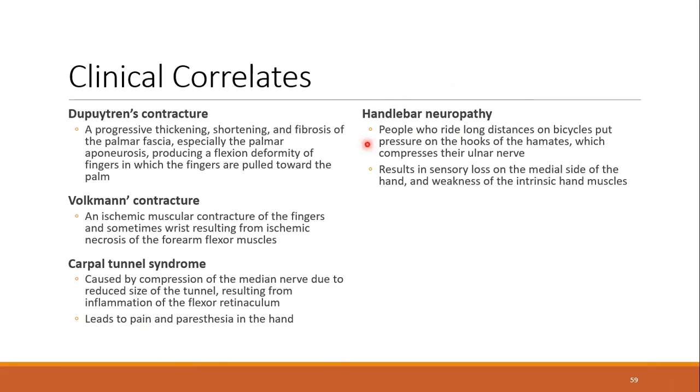And then handlebar neuropathy you would have from a person who rides long distances on a bicycle. You're putting pressure on the hook of hamate, which is then going to compress the ulnar nerve, because remember, it is running pretty close to the hook of hamate. So you're going to end up with sensory loss once again in the distribution of the ulnar nerve, and weakness in the intrinsic muscles of the hand.